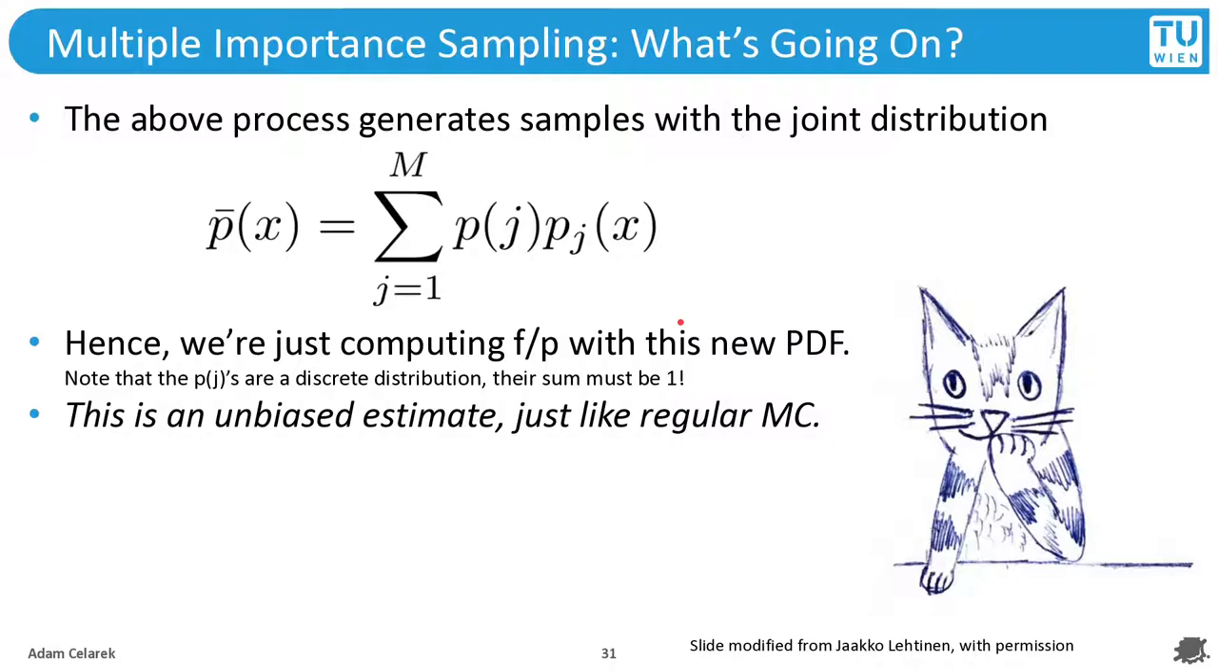And another way to look at this is that we are generating samples with the joint distribution of this. Hence, we are just computing f over the joint probability with this new PDF. This is just another way to look at the same thing. And this produces an unbiased estimate, just like regular Monte Carlo.